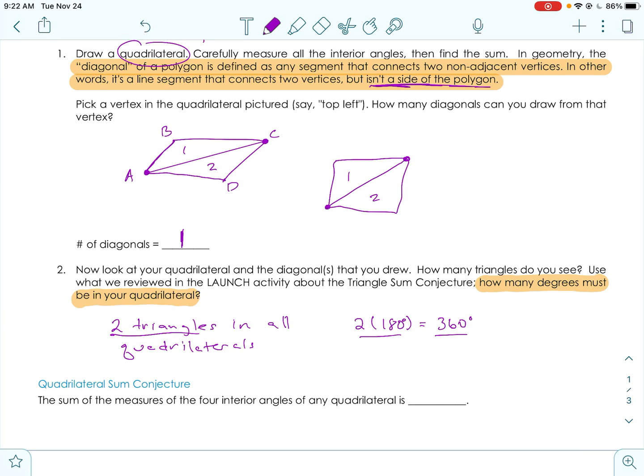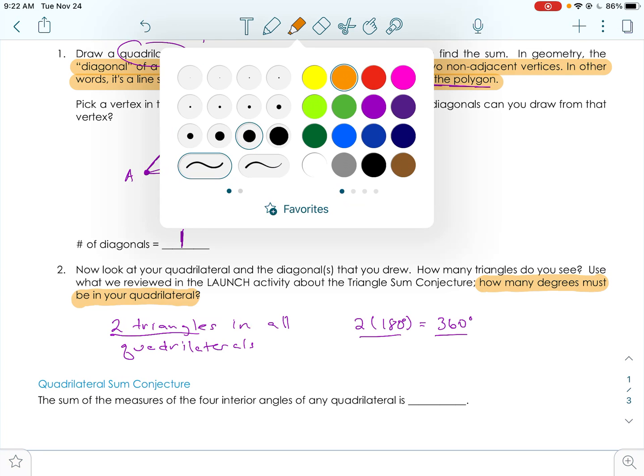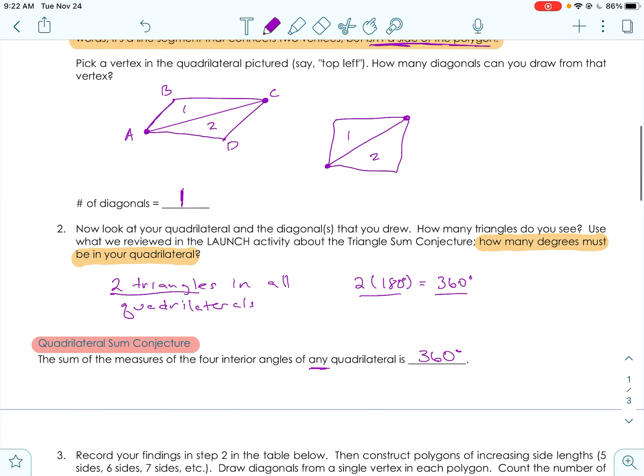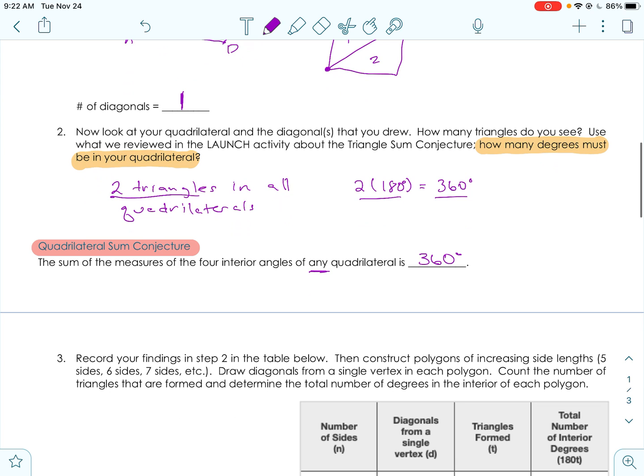And since your quadrilateral is made up of those two triangles, we can take that information and create a conjecture called the quadrilateral sum conjecture. What the quadrilateral sum conjecture states is the sum of the measures of the four interior angles of any quadrilateral is 360 degrees. So if you have a quadrilateral, you now know that the sum of all four angles of that quadrilateral is 360 degrees.